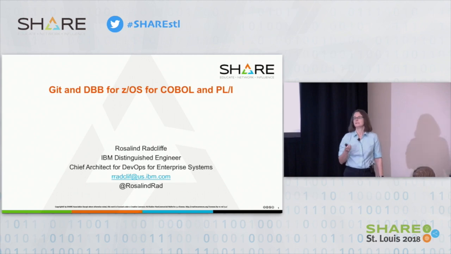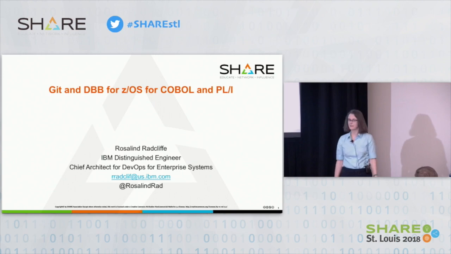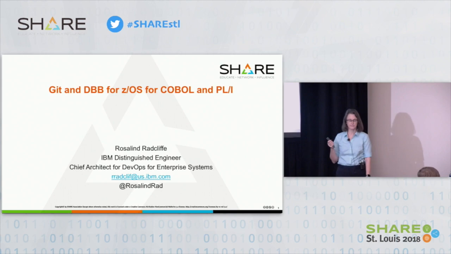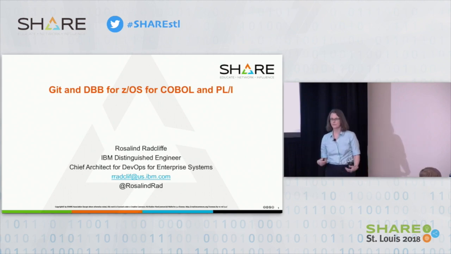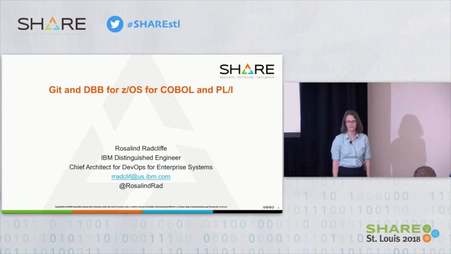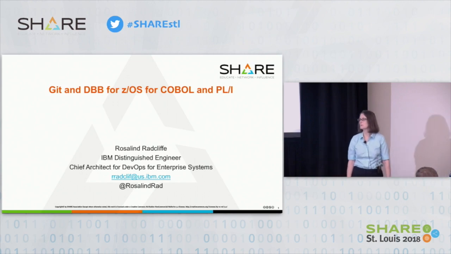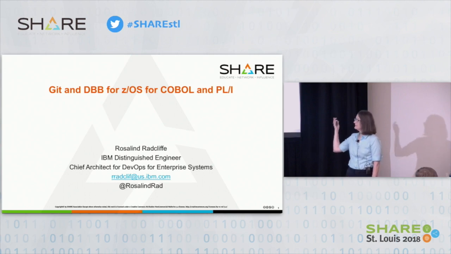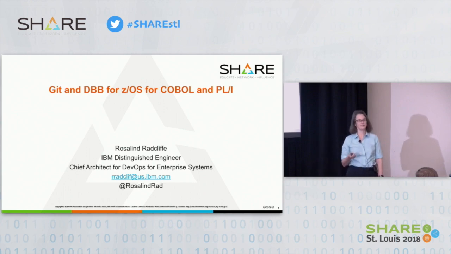So welcome to this session. We're going to have a fun hour talking about Git and DBB and how you can do modern development practices. I am Rosalind Radcliffe. For those of you who don't know me in the room, if there is anyone, I'm an IBM Distinguished Engineer, and I'm responsible for DevOps for enterprise systems. What I do most of the time is spend time with clients, helping them transform their processes. But DBB and Git running on z/OS happens to actually also be my product. So I get to have fun talking about something I actually do as well.